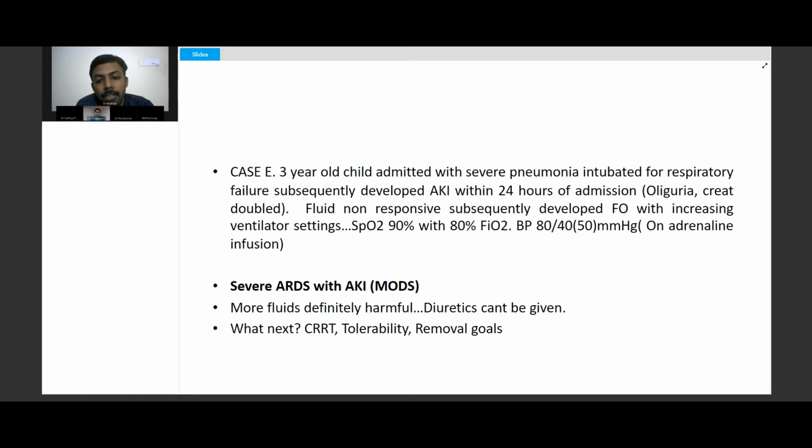And based on the tolerability, we can remove the fluids. The goal of removal is generally about 20 to 25 ml per kg per day. We don't overzealously remove more as we are worried about the third hit. So although the patient is very much overloaded, we have to go a little slow based on the tolerability, and we generally target not more than 2 to 2.5% negative per day in these patients.